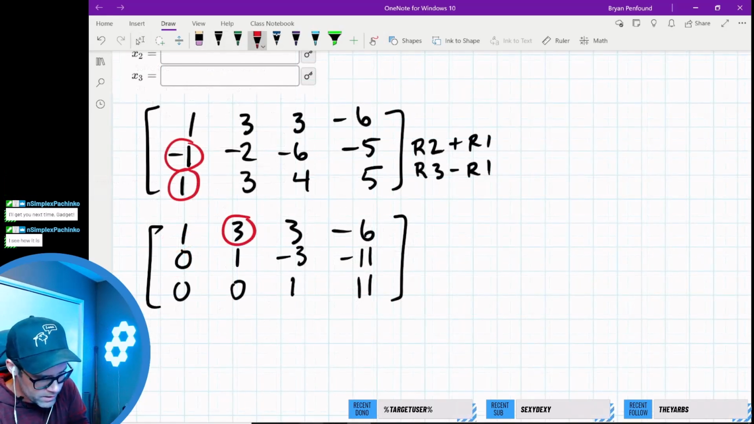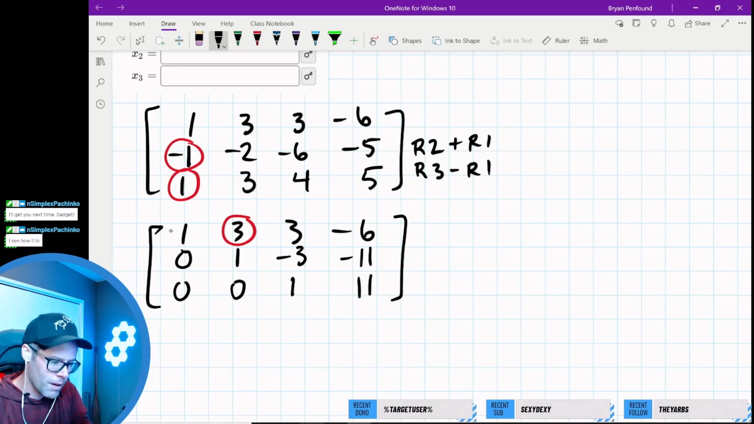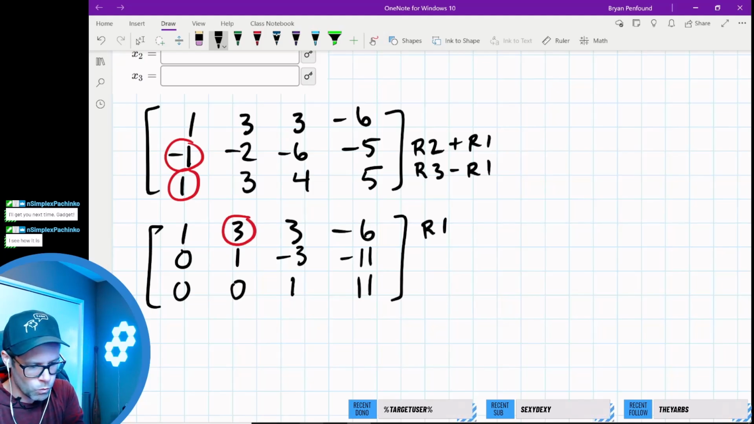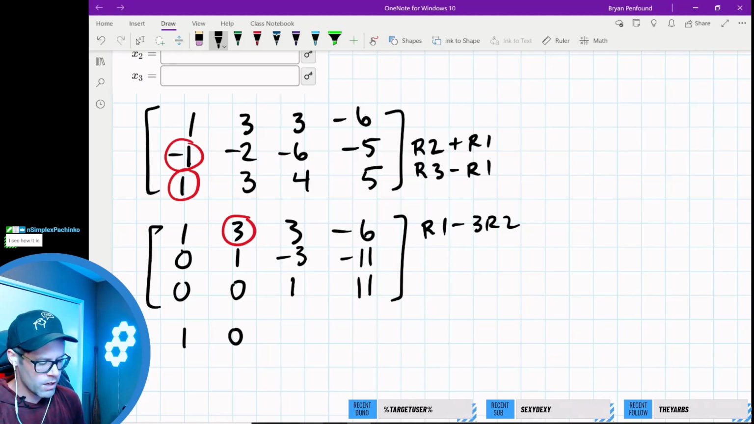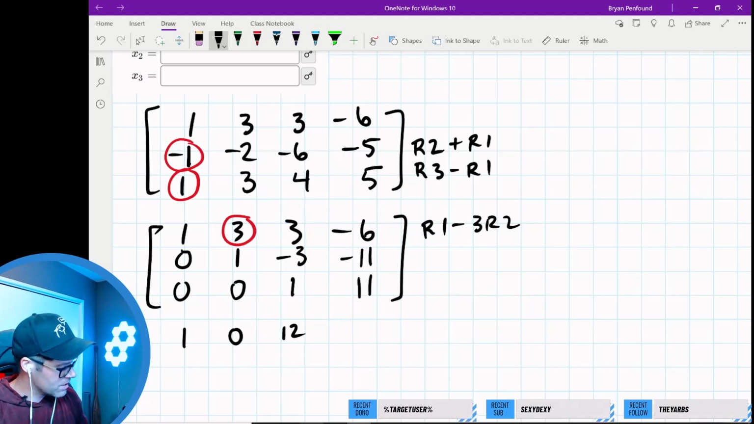Okay, so my next item here is I've kind of zeroed out the first column. I'm going to move into column 2. I have my leading one. So let's take row 1 and subtract 3 row 2s. That should get us to 0 and 1. So 3 take away 3 times -3. So 3 plus 9, is that 12? And then -6 plus 33. These are weird numbers. 27.